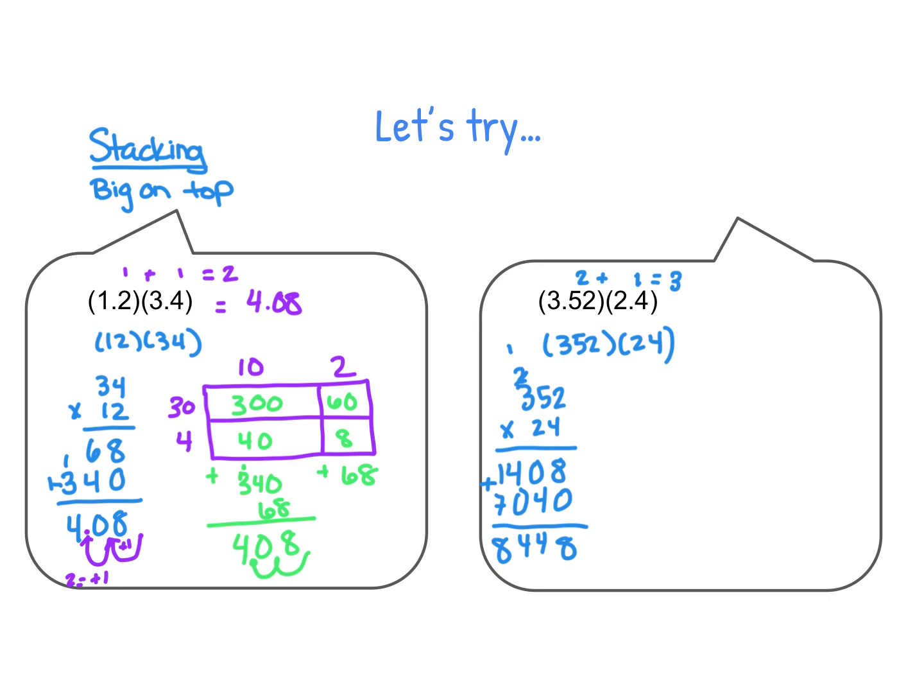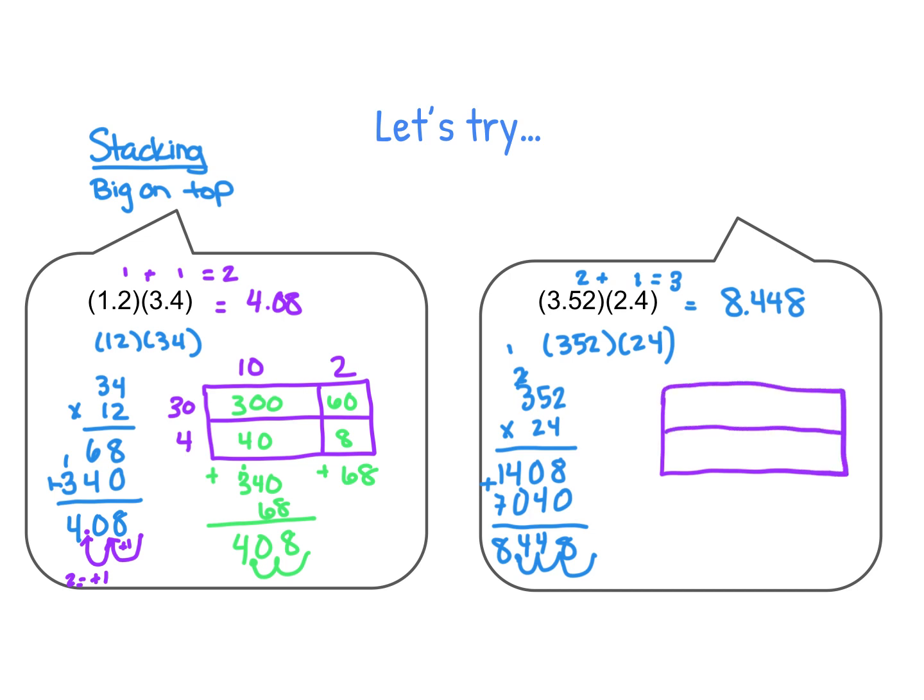Okay, we have 3 decimal places, so we're 1, 2, and 3. So our answer to this problem would be 8.448. All right, let's give it a try using the rectangle method. Let me change the color of my pen. Okay, so here we go. We're going to make this one nice and long.